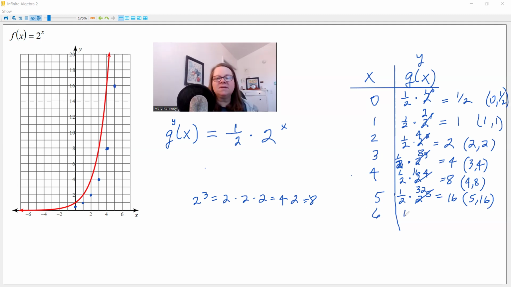Interesting how this works. And then 1/2 times 2 to the 6th. So 32 times 2 is 64. So half of 64 is 32. So my last point is at 6, 32. So at 6, way off the chart, right? It's going to be somewhere up here. Okay. So I could at least get several key points here that are going to help me.